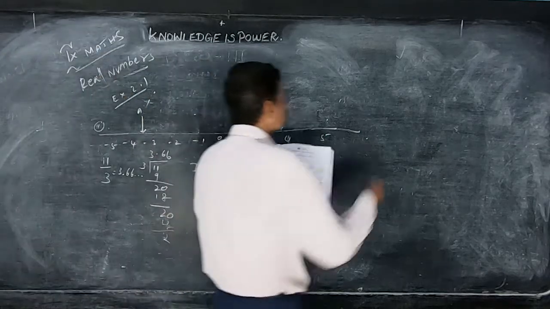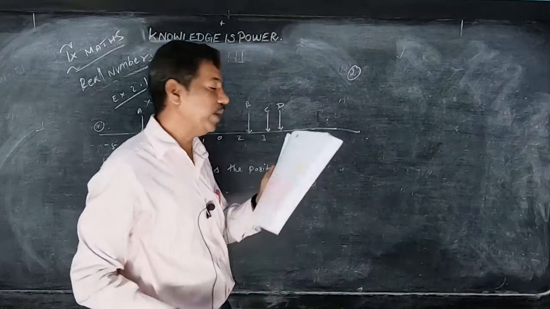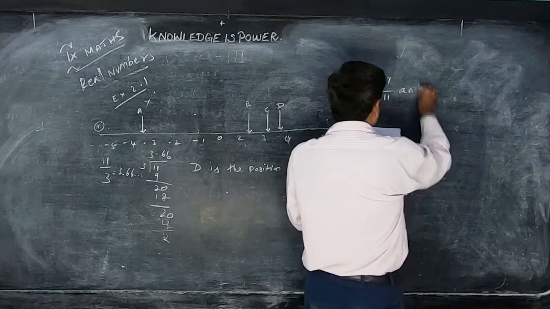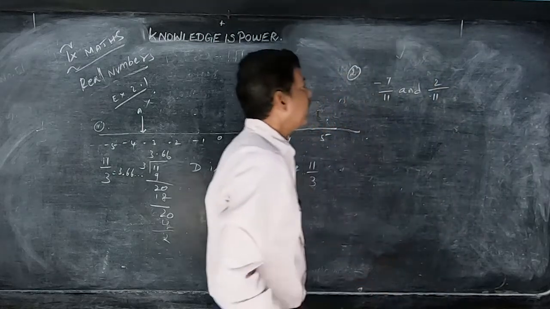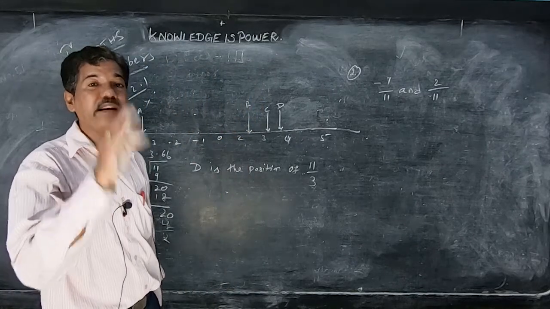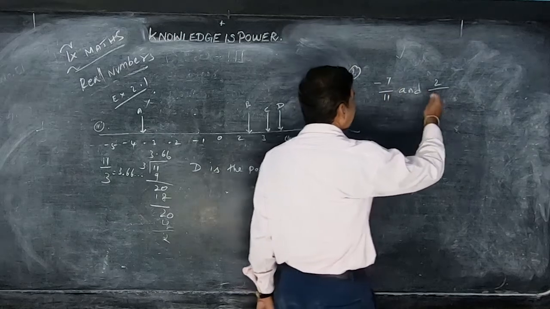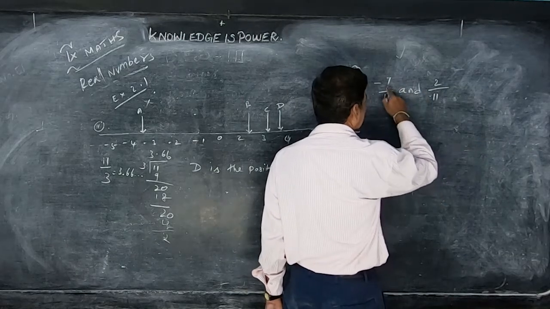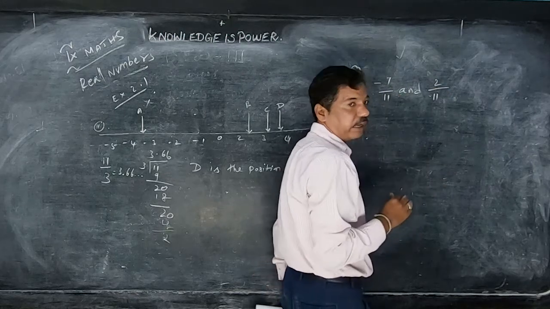Okay, now question number 2. Find any 3 rational numbers between -7 by 11 and 2 by 11. They ask us to find 3 rational numbers in between. The LCM is the same, 11 here and 11 here. So the numbers in the middle can be any 3 numbers from -7 by 11 to 2 by 11.